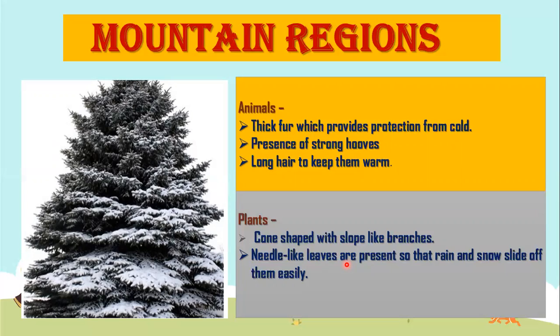If we talk about animals living in mountainous regions, if you have seen even the dogs found in Shimla or other mountainous regions, even in polar regions, they have very long hair to keep them warm. The hairs are very long and they have a thick fur to protect themselves from the cold. And the hooves are very strong, so as to bear the cold ice temperature. So these are the adaptations made by plants and animals of the mountainous regions.